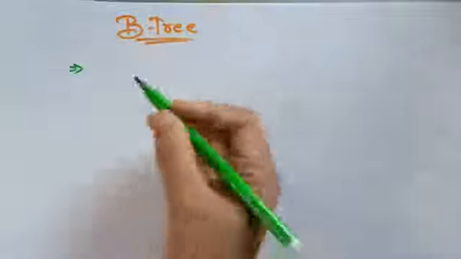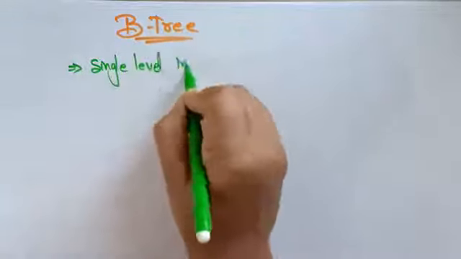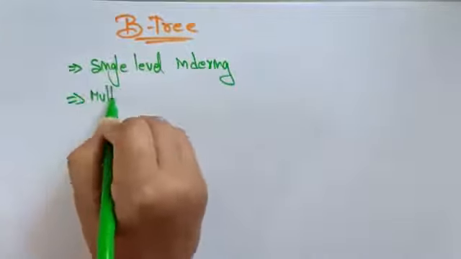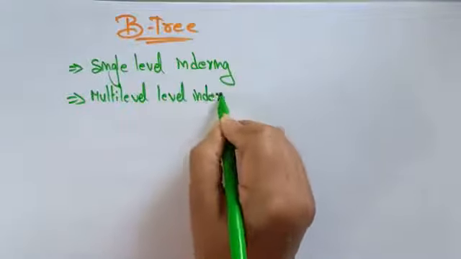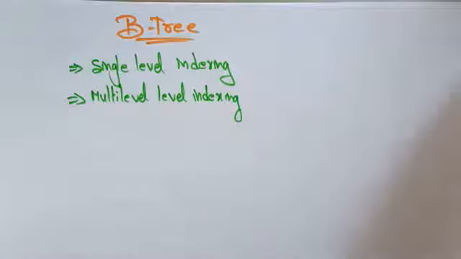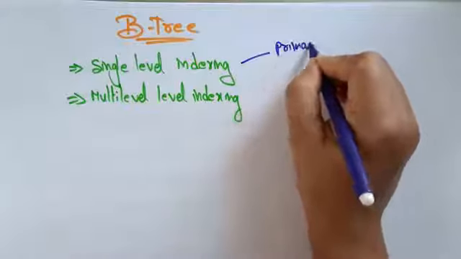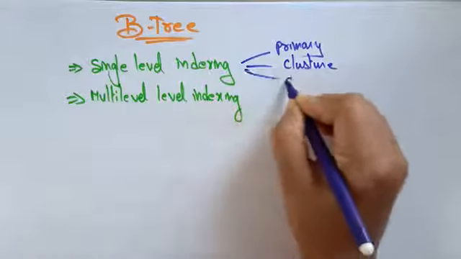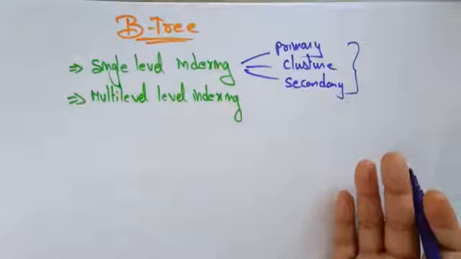The indexing is of two types. I already explained: single level indexing and multi-level indexing. In the previous video I explained about the single level indexing, that is primary indexing, cluster indexing, and secondary indexing. I already explained these in the previous videos with an example.